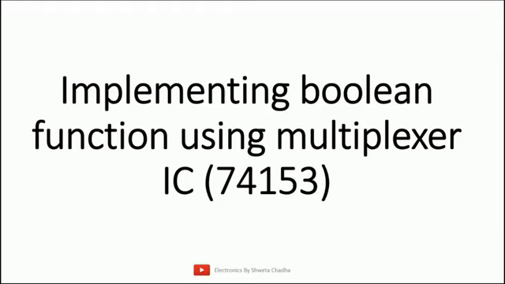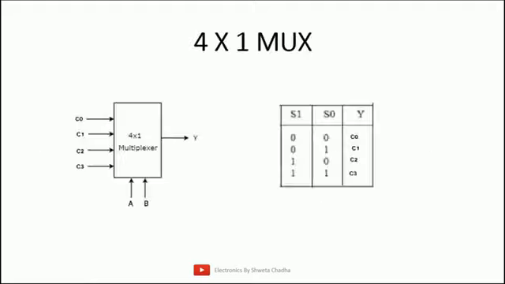Hello students, in this video I am going to talk about the implementation of a boolean function using 74153, that is multiplexer IC. Let us start. 74153 IC is a 4:1 multiplexer. So now let us first of all have a quick revision.